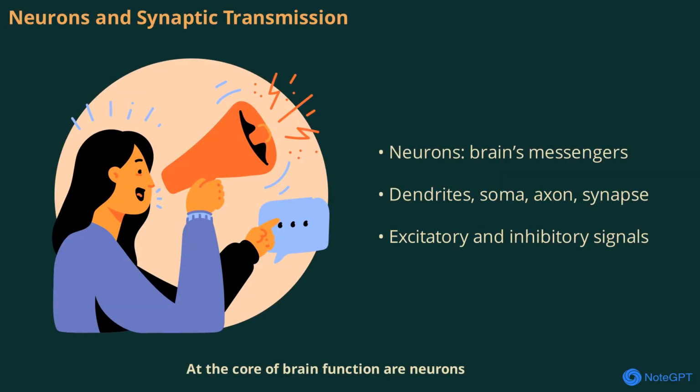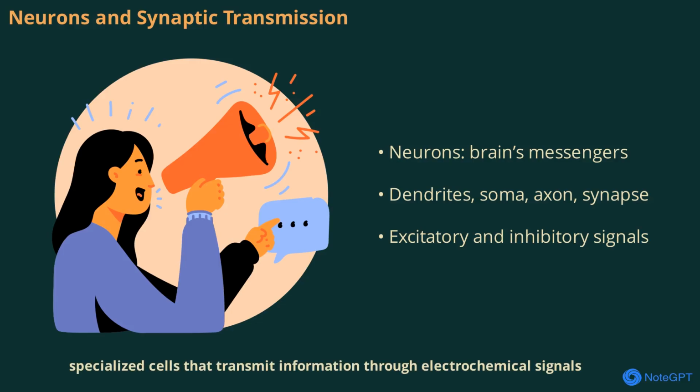At the core of brain function are neurons, specialized cells that transmit information through electrochemical signals. Each neuron has dendrites to receive inputs, a cell body, or soma, to integrate those signals, and an axon to send outputs. The synapse is the junction where neurons communicate. At chemical synapses, neurotransmitters are released into the synaptic cleft and bind to receptors on the next neuron. These signals can be excitatory, like glutamate, or inhibitory, like GABA. This intricate communication network underpins all brain activity, from simple reflexes to complex thoughts.